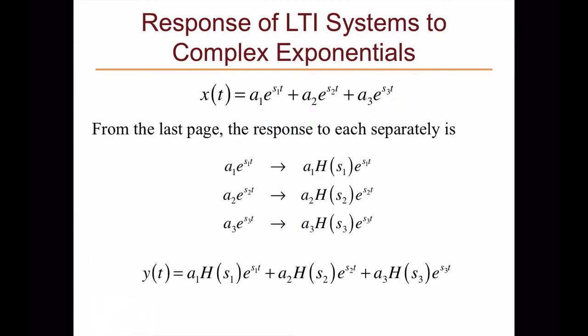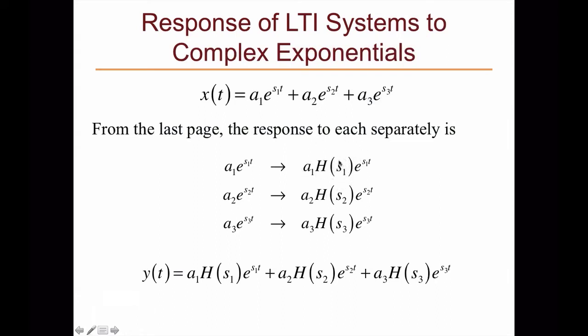Now what will happen if the input consists of three separate terms, A1 e to the s1t, A2 e to the s2t, plus A3 e to the s3t? If the input consists of these three terms, then if we feed each of these terms into the system separately, we would have the output of the system equal to the same input signal multiplied by the system modification at that specific frequency.